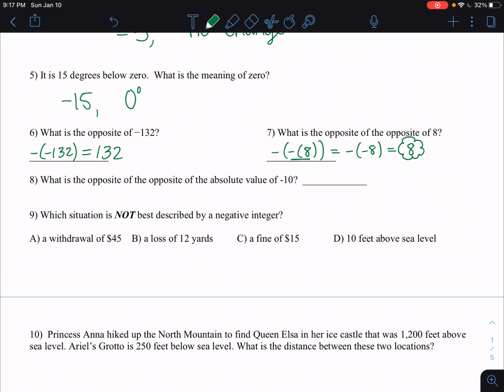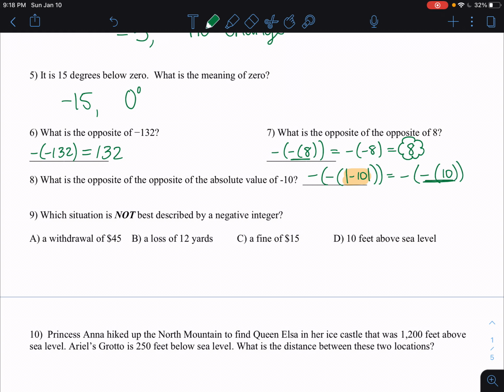Number 8 says, what is the opposite of the opposite of the absolute value of -10? So in this one, I'm going to do my absolute value first. Remember, whatever goes into absolute value comes out positive. So for this one, it's going to be the opposite of the opposite, and the absolute value of -10 is +10.